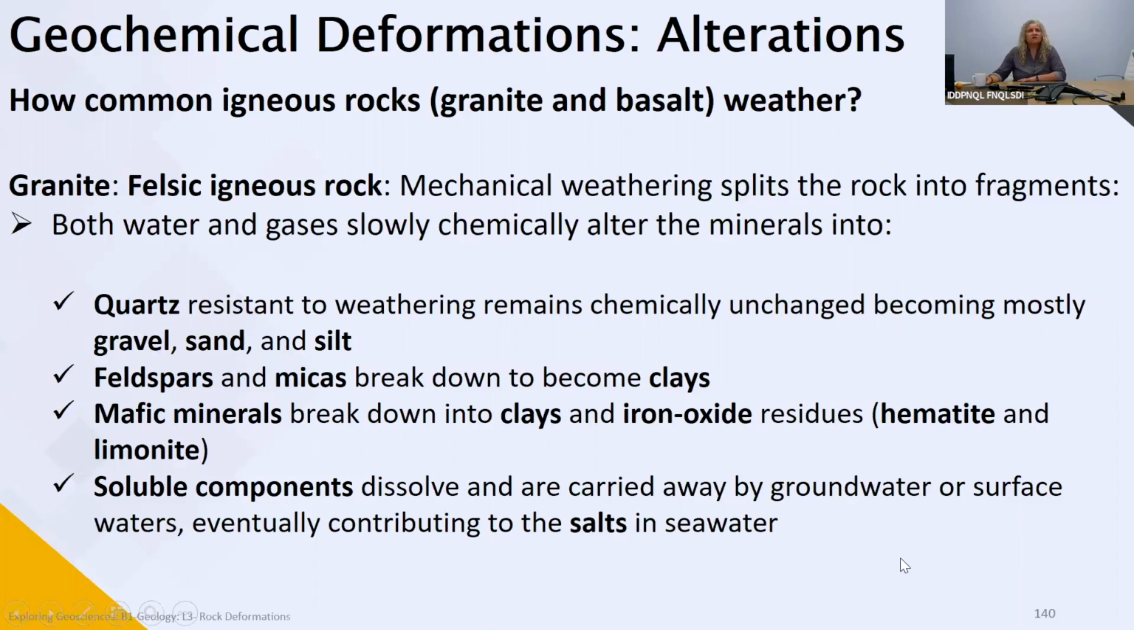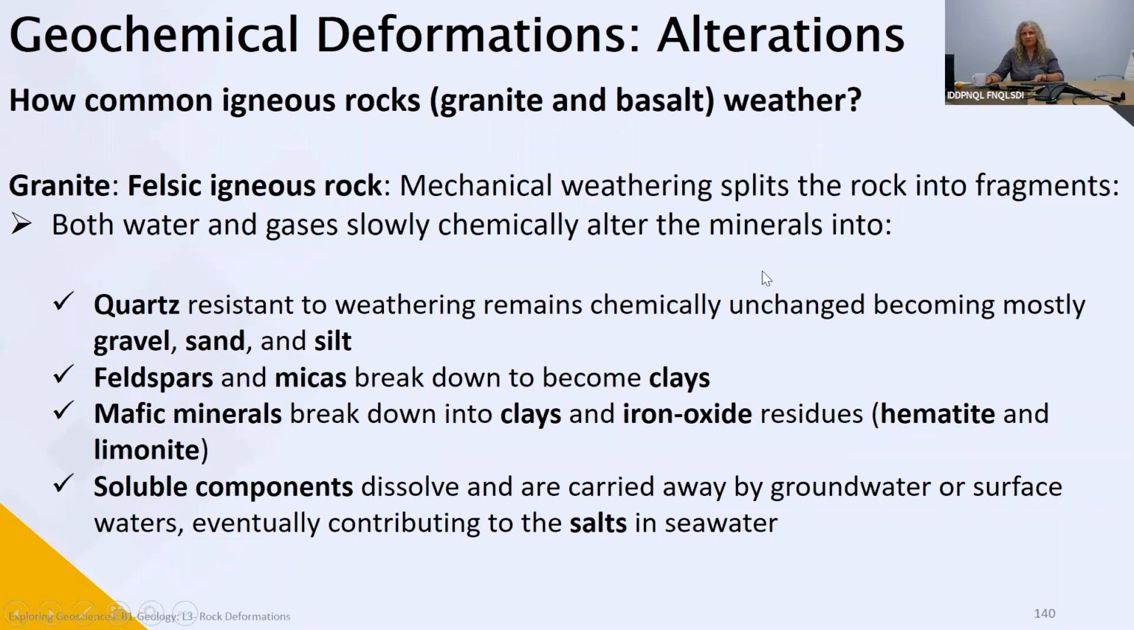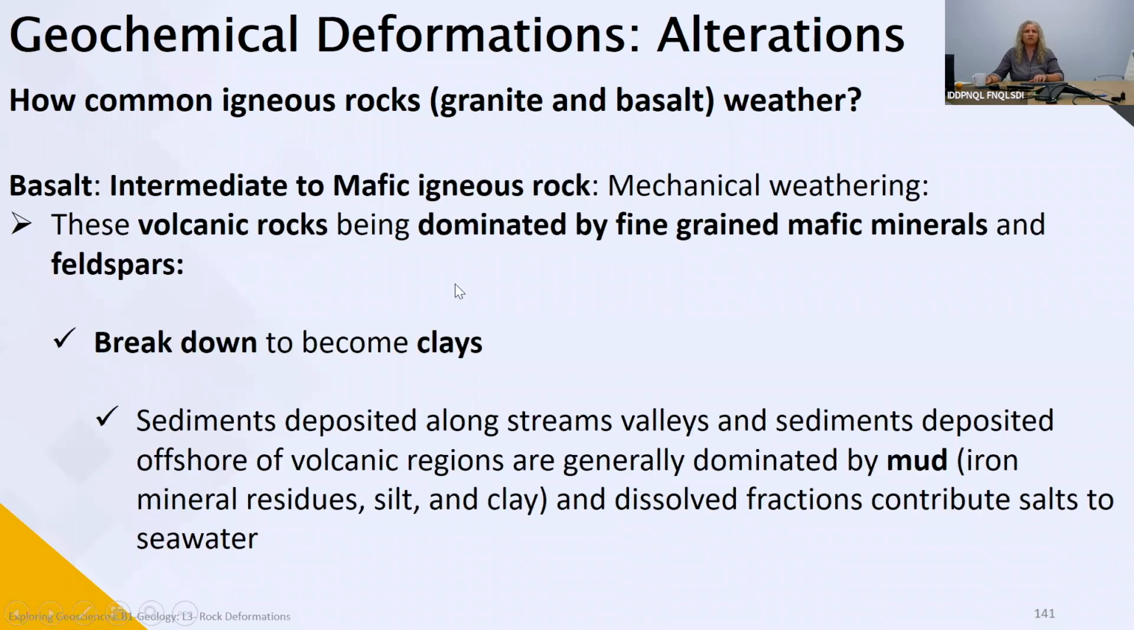By contrast, within intermediate to mafic igneous rocks, the example would be a basalt. After mechanical weathering, these volcanic rocks, being dominated by fine-grained mafic minerals and feldspar, will probably all break down to become clays. The sediments deposited along the streams and the valleys, and the sediments deposited offshore of volcanic regions, are generally dominated by mud. And the big difference here between the basalt and the porous granite, as we've seen in the last lesson, is also the crystal grain size that causes it to break down to clays.